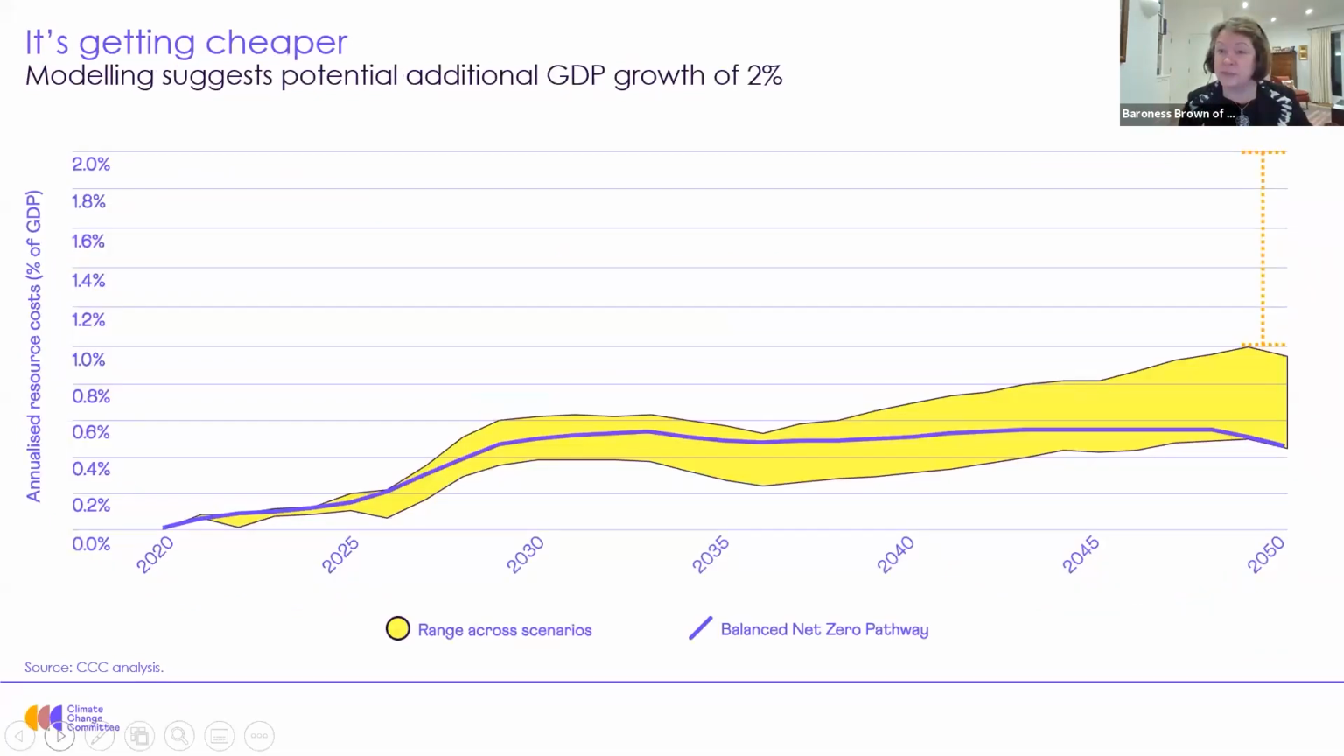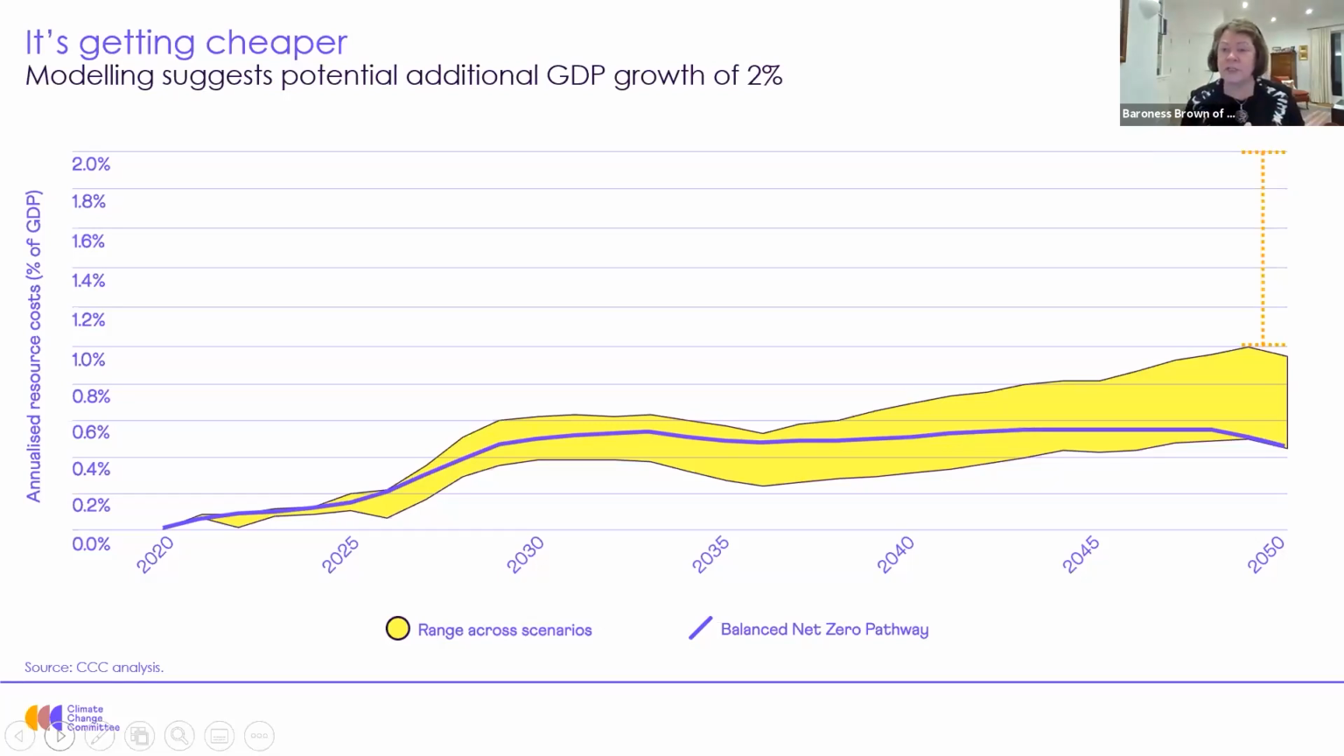On the other hand, there's some good news as well. And the good news is that every time we look at the cost of doing this, it gets cheaper. When Lord Stern looked at it, back in 2006, in the Stern Review, he thought it might cost about 3% of GDP. When we, in 2008, for the UK, looked at getting to an 80% reduction, we said we thought that would cost 1 to 2% of GDP. The 6th carbon budget in 2020, that had come down to 0.5% of GDP.